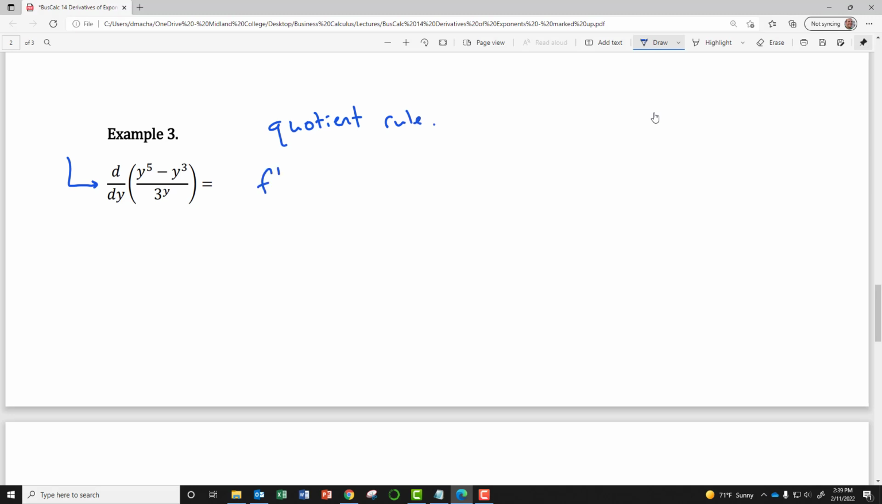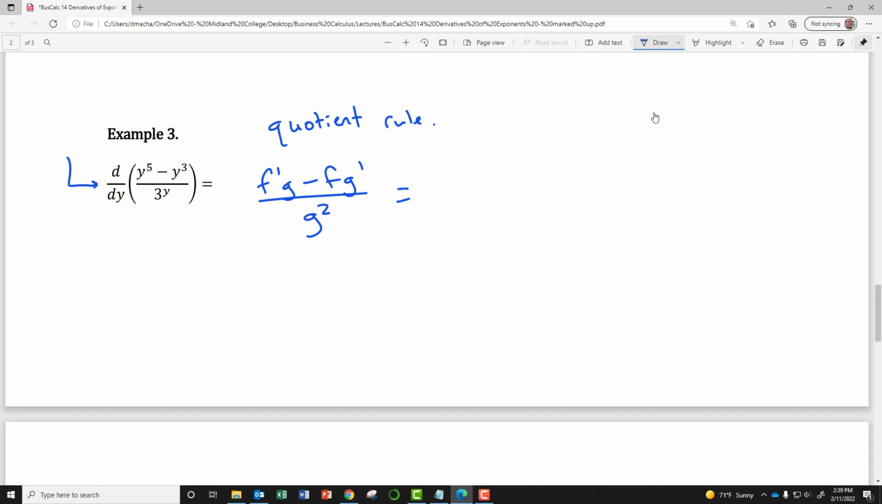So I write f prime g minus fg prime. And by the way, when I'm working a problem, like on a math exam, I always write out the quotient rule because it's difficult for me to remember. So I'm going to write it out before I actually work the problem.